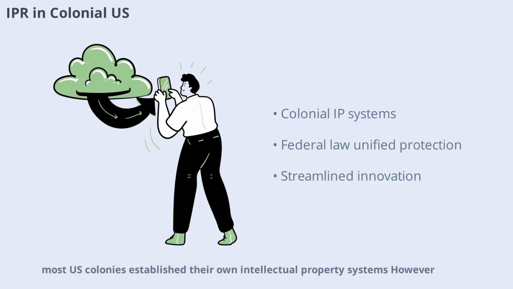After gaining independence, most U.S. colonies established their own intellectual property systems. However, this led to inconsistencies and complications, prompting the creation of federal laws that took precedence over state regulations. The move toward a unified system ensured more effective protection for inventors and creators, streamlining the process and fostering innovation across the nation.